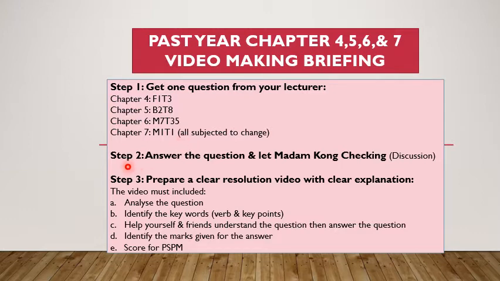Okay. Step 2. Answer this question and must let Madam Kong check. Means we do two-way interaction checking. I will tell you which part is not correct. Okay. How to answer more accurately. How to let your friend know what is the point for the answer.